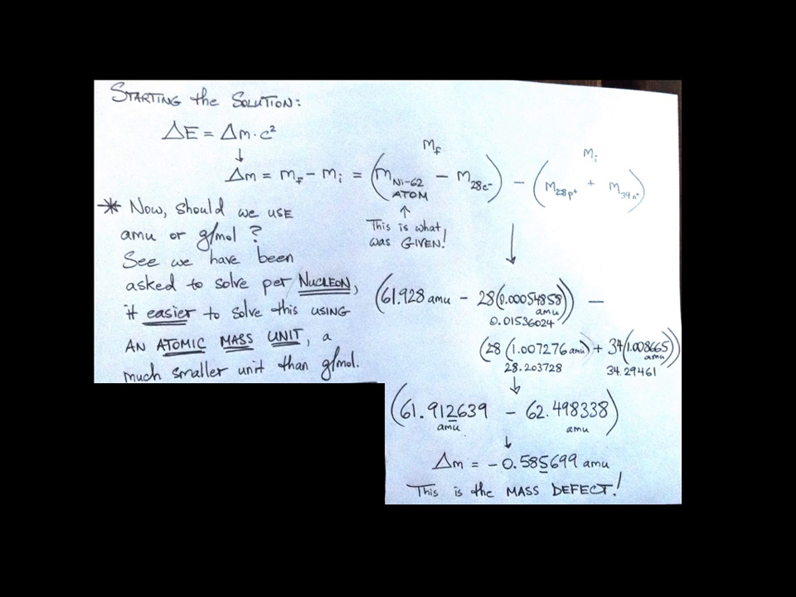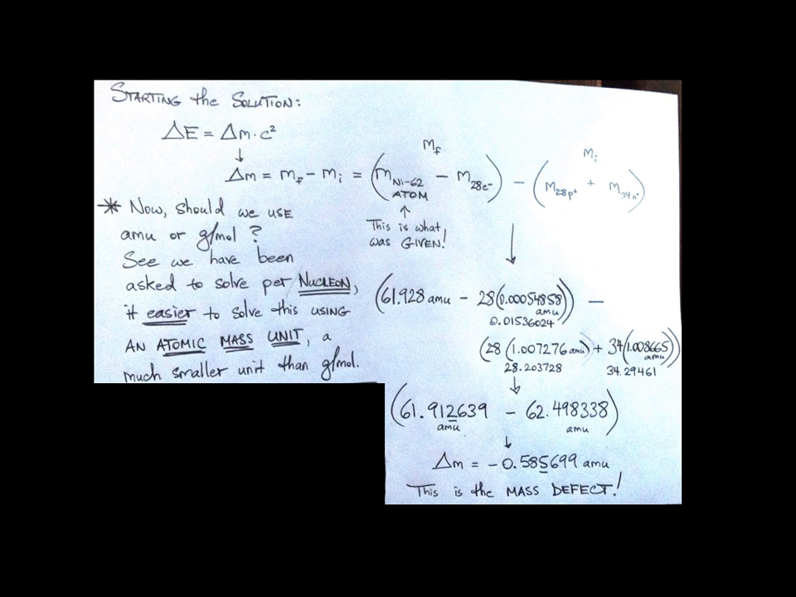So let's begin the solution. ΔE = Δmc². c is a constant, so we shouldn't be focusing on that. We should be focusing on the change in mass. And any change will be final minus initial. So mass final minus mass initial. We should further define this.